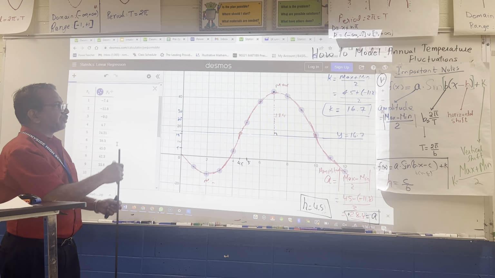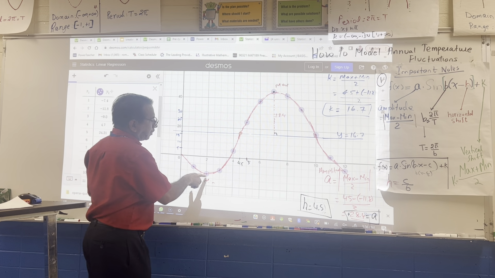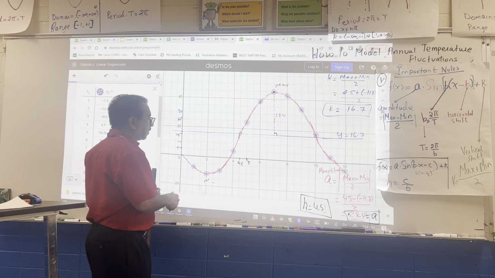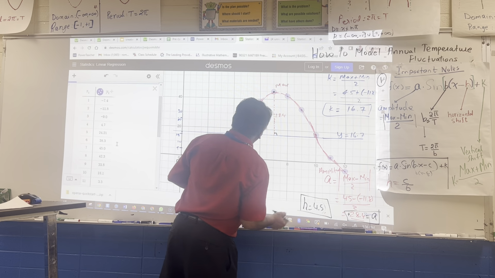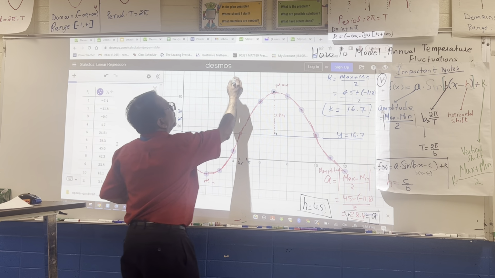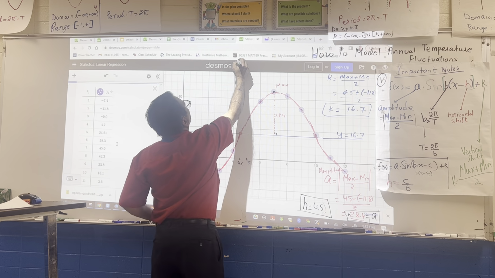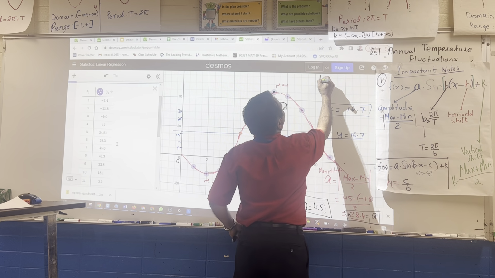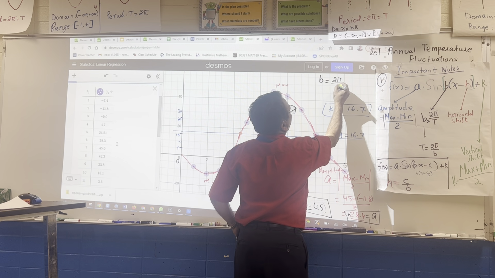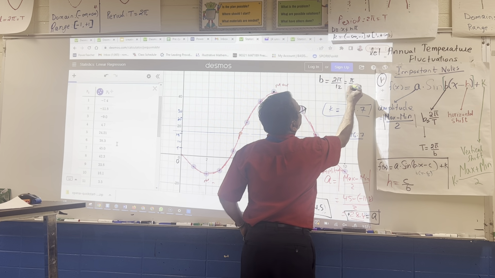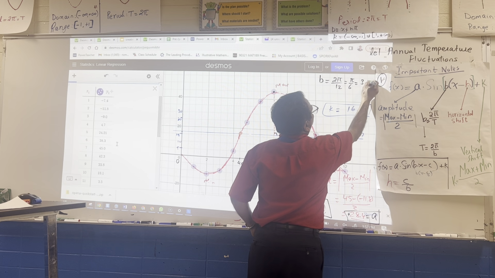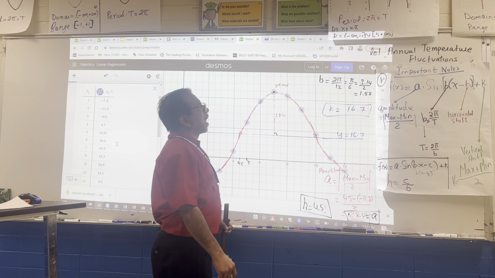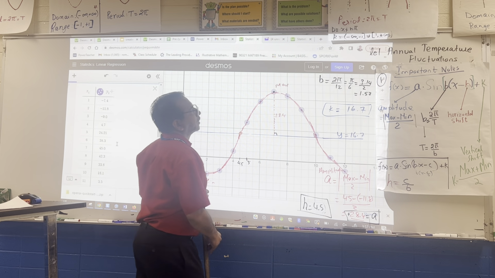Now, the last part is to figure out B. Because this is 12 months, the cycle continues every 12 months. That's what the data tells. Because it is from 0 to 12, this cycle again continues. So we will use that B part. So B is 2 pi divided by 12, which is pi by 6. Which can also be written as 3.14 divided by 6, and if you divide this, you get 1.57, right? So that's the B part.